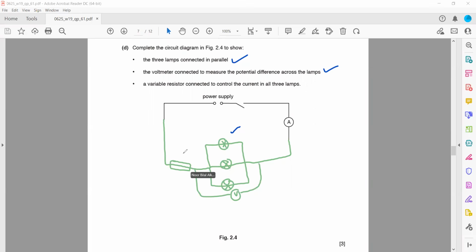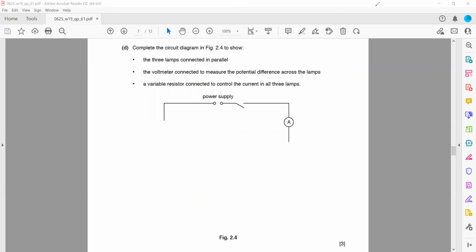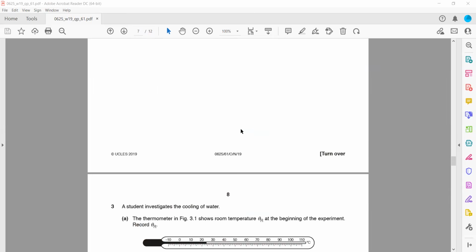Where we should connect, that's right, a variable resistor. And the circuit symbol for variable resistor is a rectangle with an arrow. So the variable resistor arrow should be there, which shows that we can change the current or voltage.